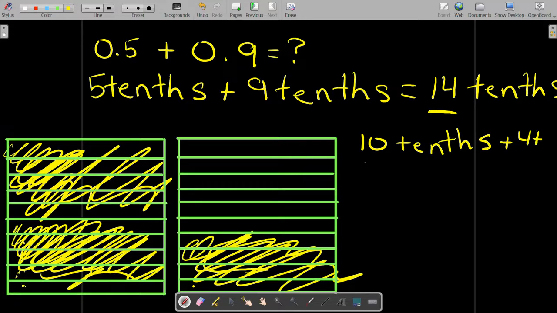Well, 10 tenths we know can be written as one whole. And so if we have one whole before a decimal, it would be written as 1, then point, which is a decimal. And how many tenths do we have? We have 4 tenths. So it would be written as 1.4. 14 tenths would be written as 1.4.